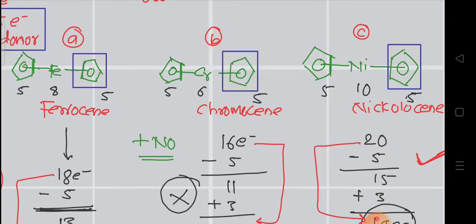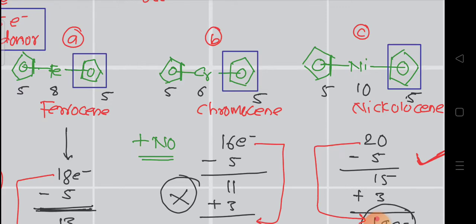Ferrocene has 18 electrons, chromocene becomes a 16 electron, and nickelocene is 20 electron. So 2 cyclopentadienyl means 10 electrons, and 1 iron 8, that is 18; 1 chromium 6, that is 16; and 1 nickel 10 becomes a 20.